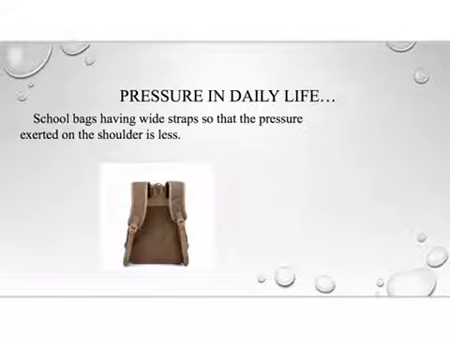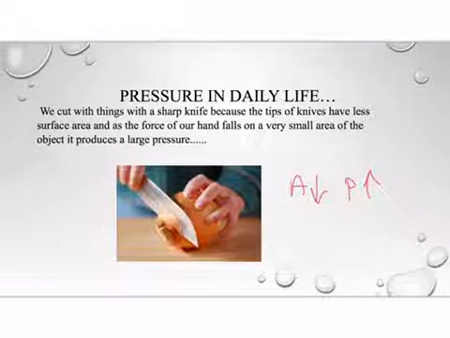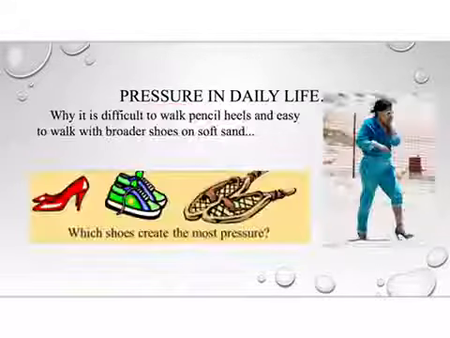We have many uses of pressure in our daily life. For example, school bags have wide straps so that the pressure exerted on the shoulder is less. As A gets bigger, the pressure gets smaller. We cut things with a sharp knife because the tip of the knife has less surface area, and as the force of our hand falls on a very small area of the object, it produces a large pressure. The smaller the area, the more pressure, so the sharper the knife is.